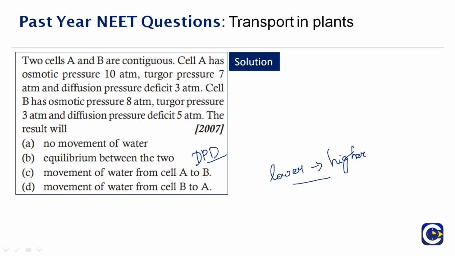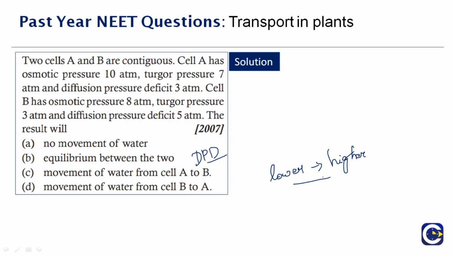What is A here? See, the osmotic pressure is 10, turgor pressure is 7, B has osmotic pressure of 8, again the turgor pressure is 3 and the diffusion pressure DPD is 5. What will be the result? A and B are contiguous. So A has osmotic pressure of 10 and cell B has osmotic pressure of 8. Since it is from lower to higher concentration, the movement of water is from A to B. Okay, you have to compare all the pressures. You don't have to see only the osmotic pressure. You have to see the DPD here.